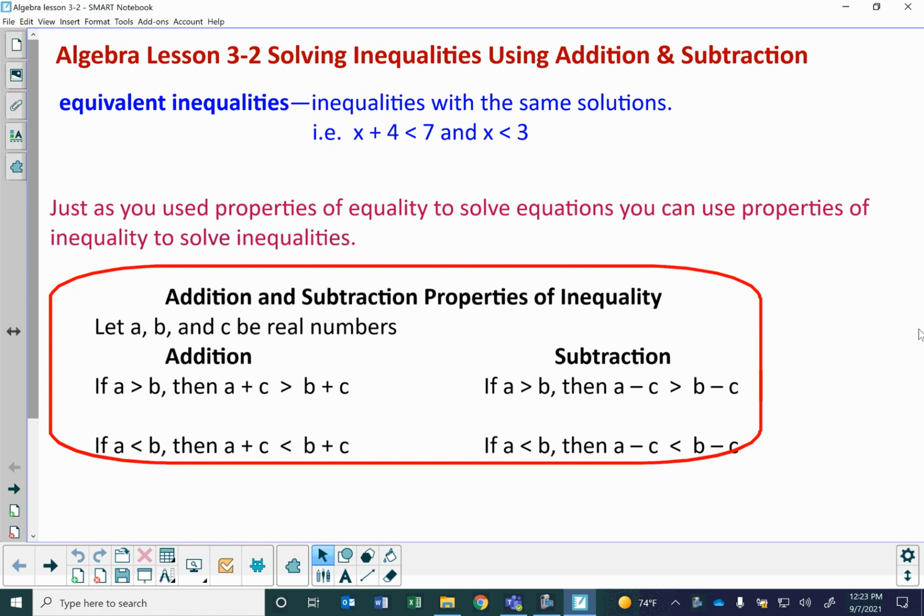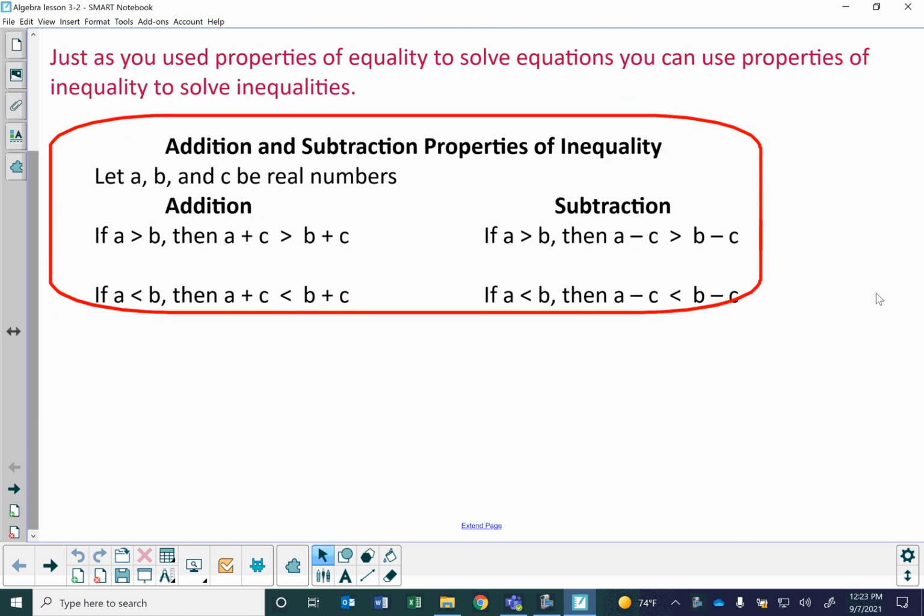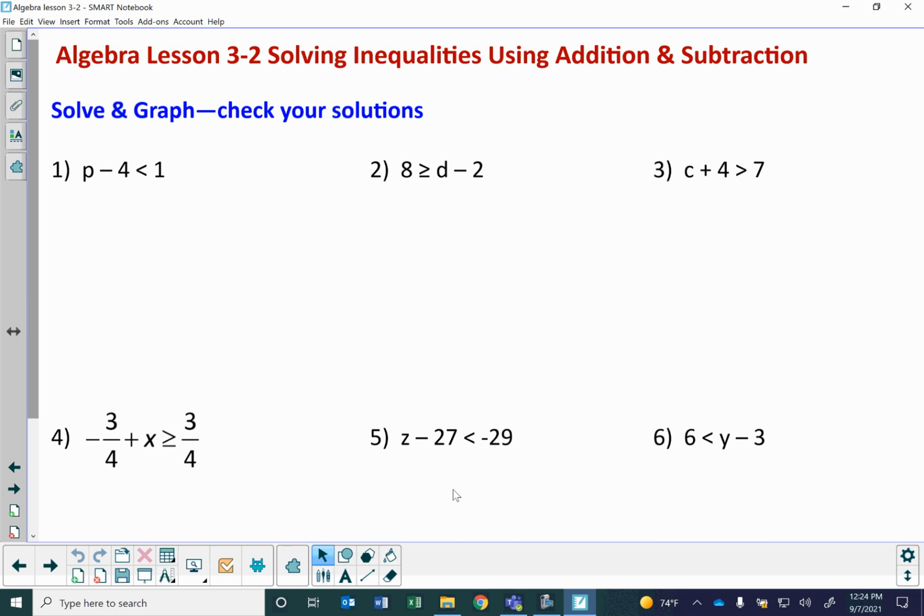Now, just as you use the properties of equality to solve equations, you can use the properties of inequality to solve inequalities. The addition and subtraction properties of inequalities are just like the addition and subtraction properties for equations. If you add the same number to both sides of the inequality, the inequality does not change. If you subtract the same number from both sides of the inequality, then the inequality does not change. Knowing that, you can use the addition and subtraction rules of inequalities to solve them.